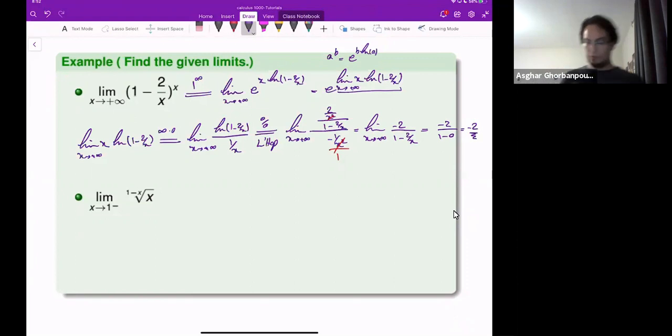What is negative 2? The limit of x times ln of 1 minus 2 over x. But our original limit is not that. Sorry about that. Our original limit is e to the power of that limit. So it's e to the power negative 2, which is 1 over e squared.